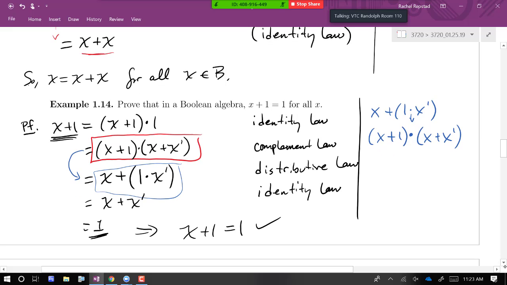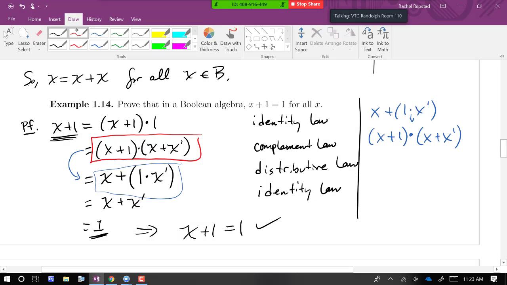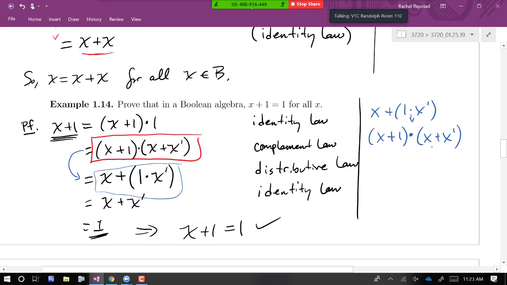Other questions? So just to clarify a little more, the thing that made me see that this could be seen as having been distributed is that I had a common term in both. It was x plus times an x plus. And that's what made me say, well, that means I could take that out and then reconstruct the product.